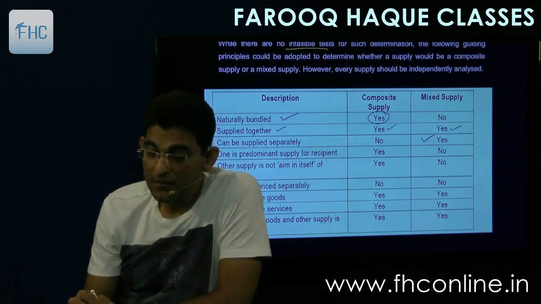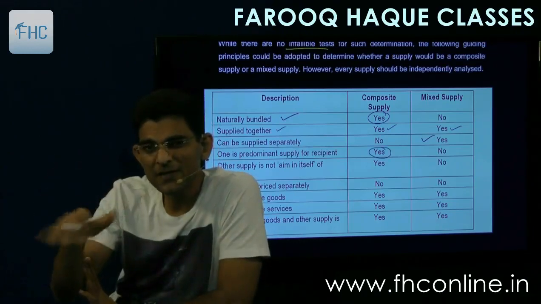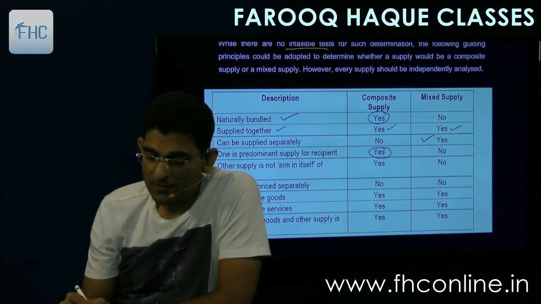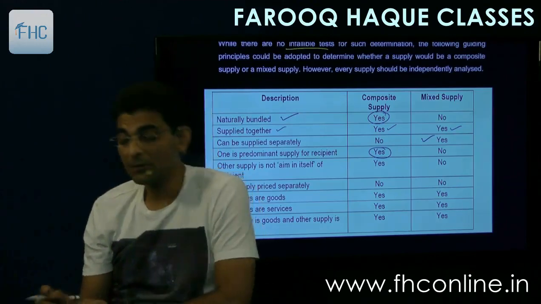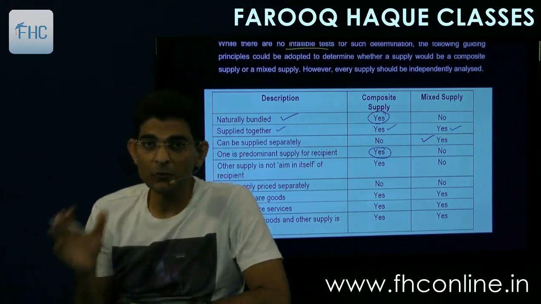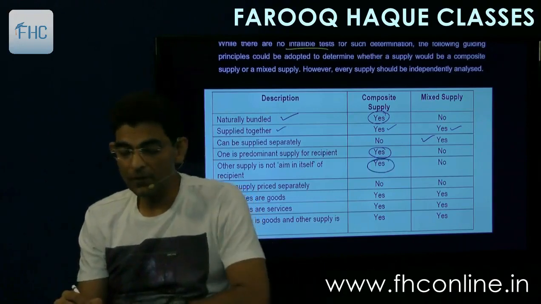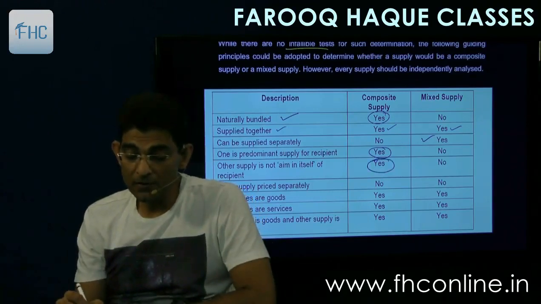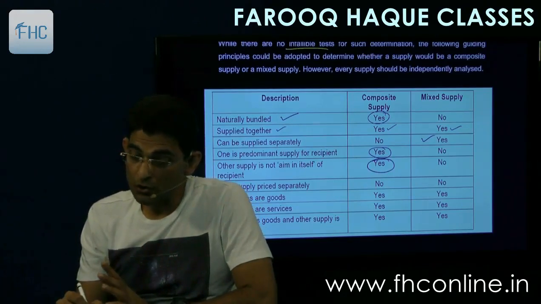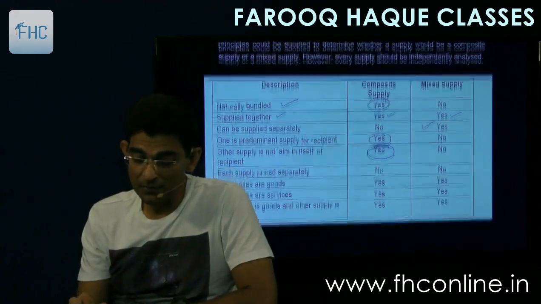One is predominant, then it is composite. One is the main and other is subsidiary, incidental, then it is composite. Other supply is not aim in itself. Other supply is not aim in itself, that is, it doesn't have any value. The other supply doesn't have any value. The main one only has the value. Then of course they are composite. Each supply priced separately. If priced separately, then it is neither composite nor mixed. It is a normal supply. Each item will be taxed separately.